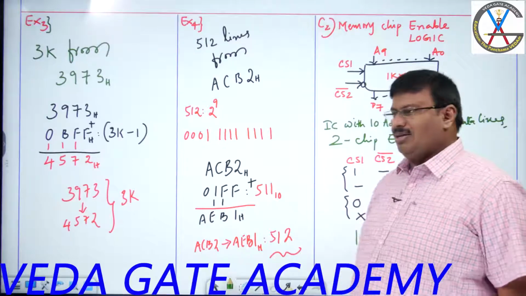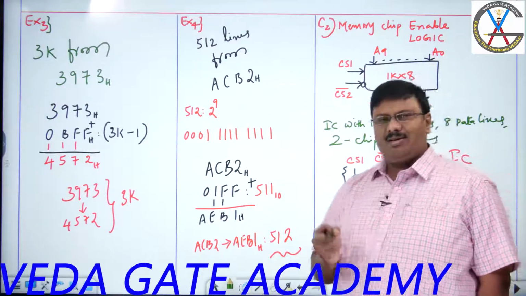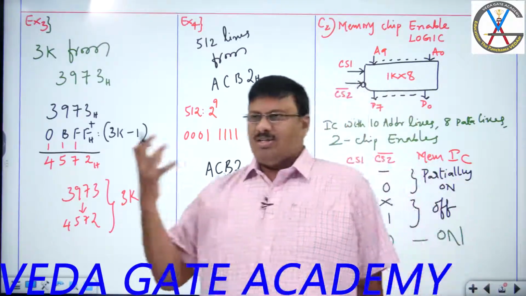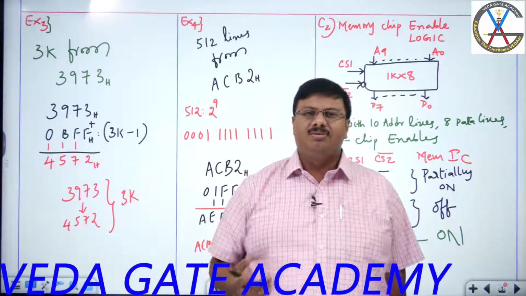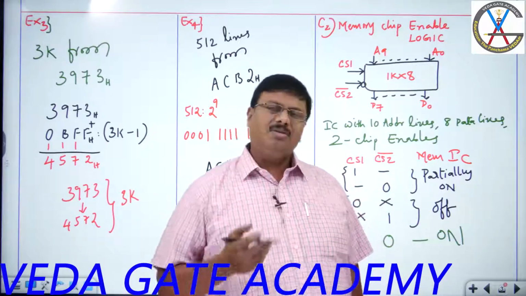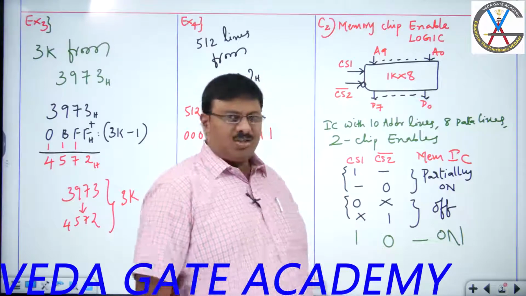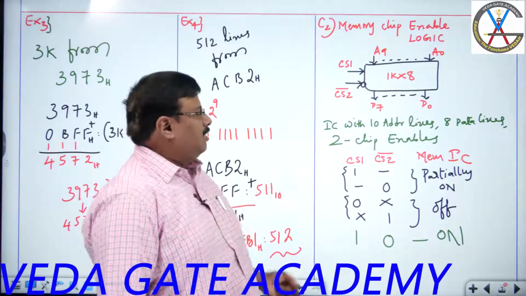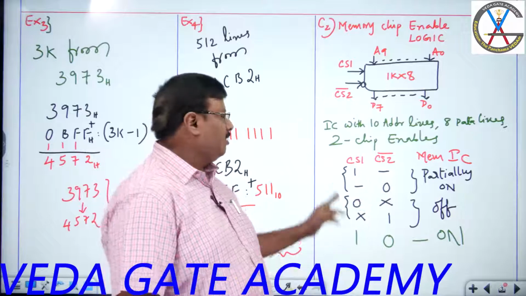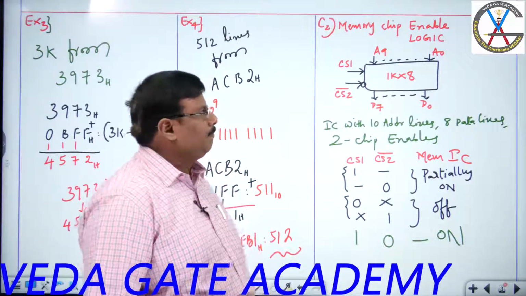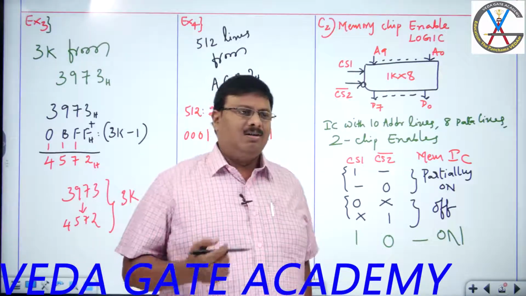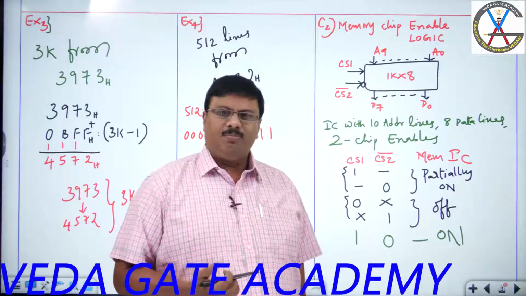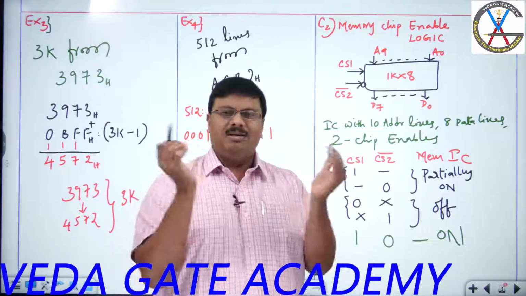So I hope you are very clear about address calculation. 1K, 2K, 3K, 256, 512 of any number given from a certain number or from 0000. And also you are clear about how this memory IC gets enabled based on CS1, CS2 bar status. Good. Now let's start working on the topic of exercises, assembling problems.